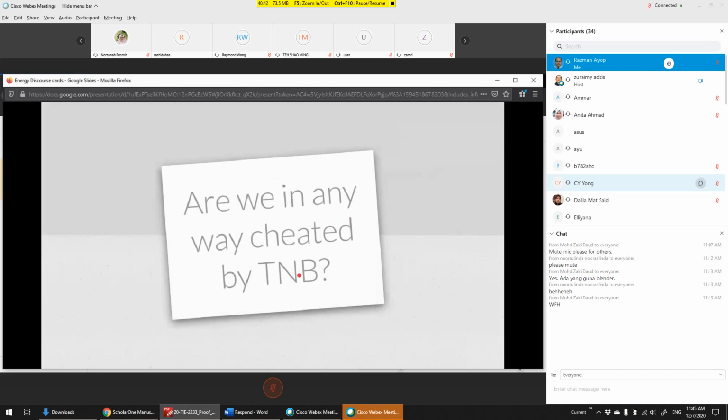Okay, this is the issue that has popped up. Isu ni banyak naik sebelum ni. Orang kata TNB charge lebih lah apa. Saya bukan nak... Okay, I'm not backing up TNB. I'm just giving out what I think. And this is my answer.